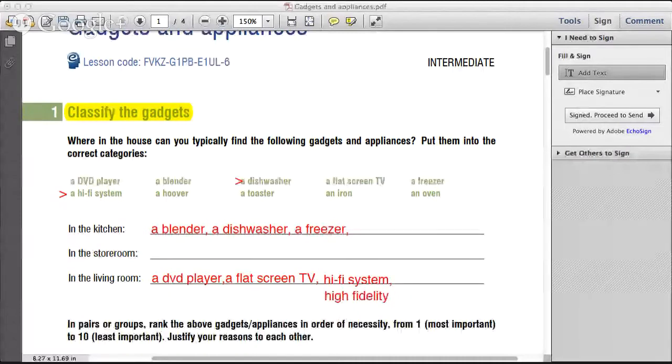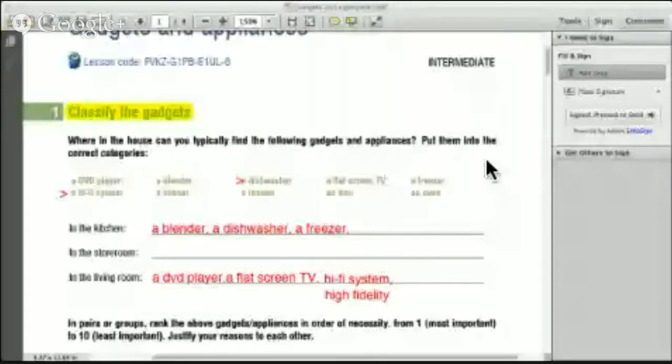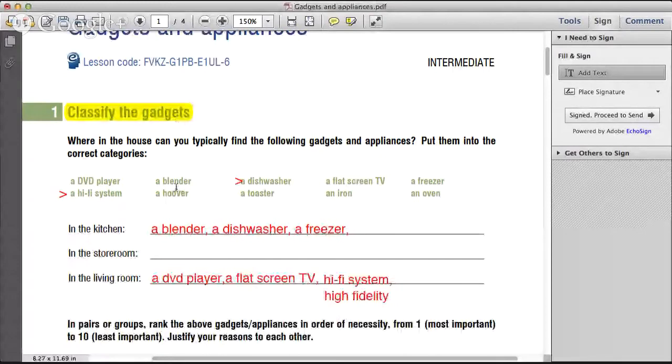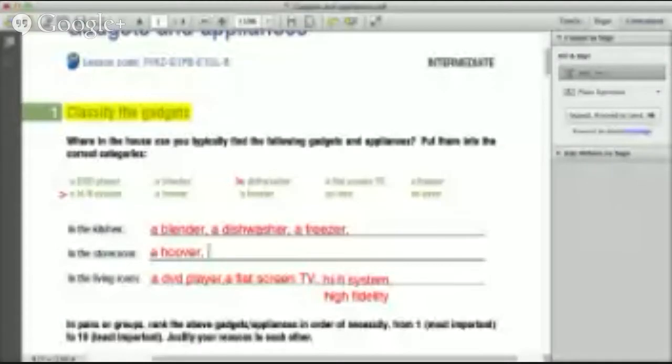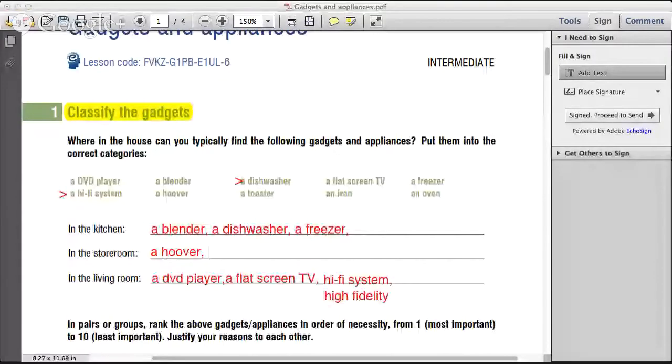A Hoover. A Hoover should be in the storeroom, I think. Yeah, it's going to be in the storeroom. Okay. Now, a Hoover. Does anyone know what a Hoover would be used for?